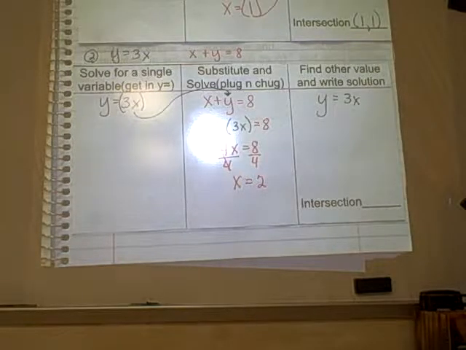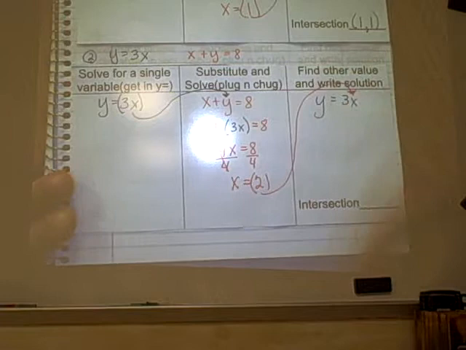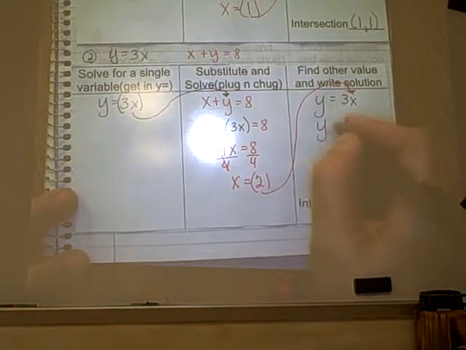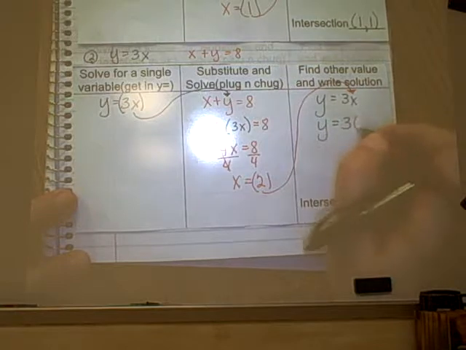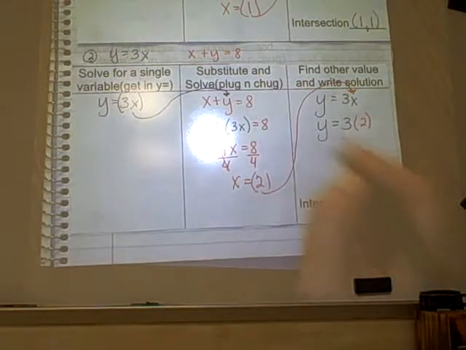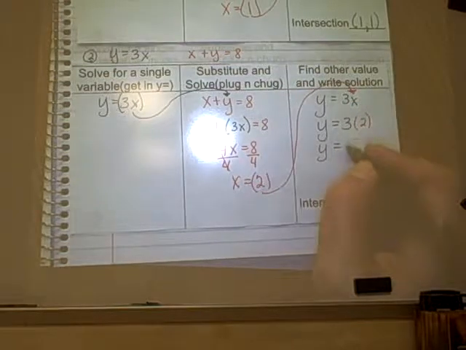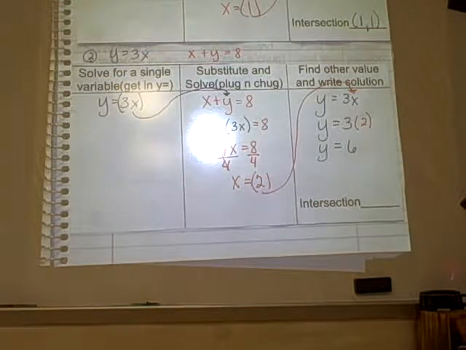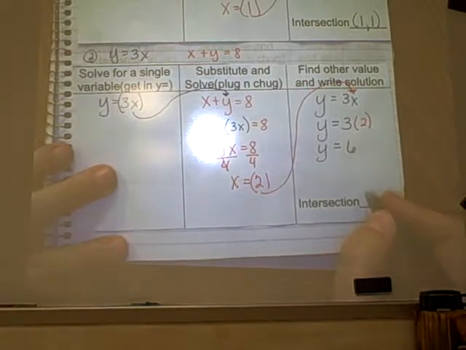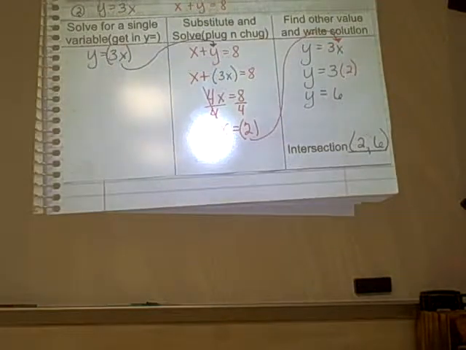Now, what am I going to do with that, do you think? Substitute it back in, right? So now this 2 is going to go back to finish it out right there. So I'm going to get y equals 3, and instead of x, it's times 2. Now what's 3 times 2? 6. Oh, well, that was just for x, not for 3x. Just for the x. Like that 2 goes in just for the x. So once I have an x number and a y number, then I can write my point. X is 2, y is 6. That one crosses at 2, 6.